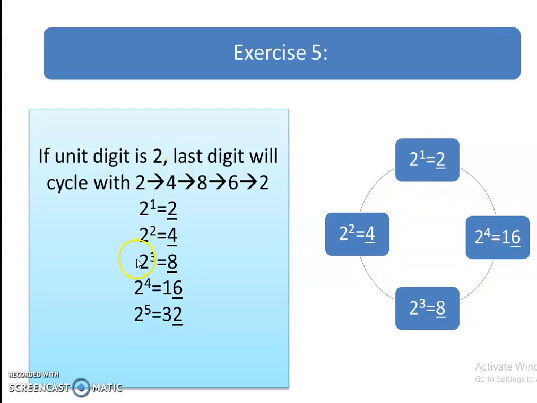So we can say if the unit digit is 2, the last digit will cycle with 2, 4, 8, 6, then 2, 4, 8, 6, and so on. From this cycle we can say when the power is 1, the last digit is 2, when the power is 2, the last digit is 4, when the power is 3, the last digit is 8, and when the power is 4 or a multiple of 4, it will result in a number with the last digit 6, right?